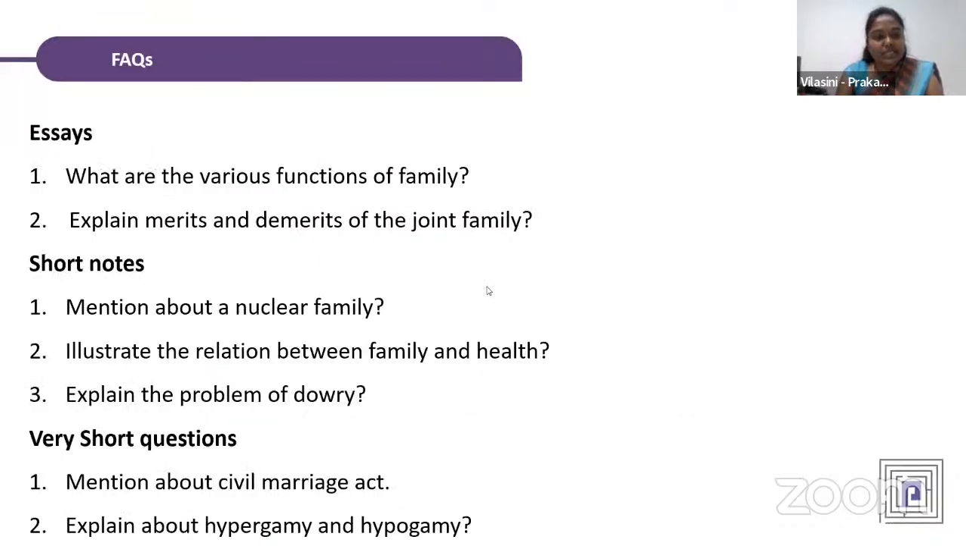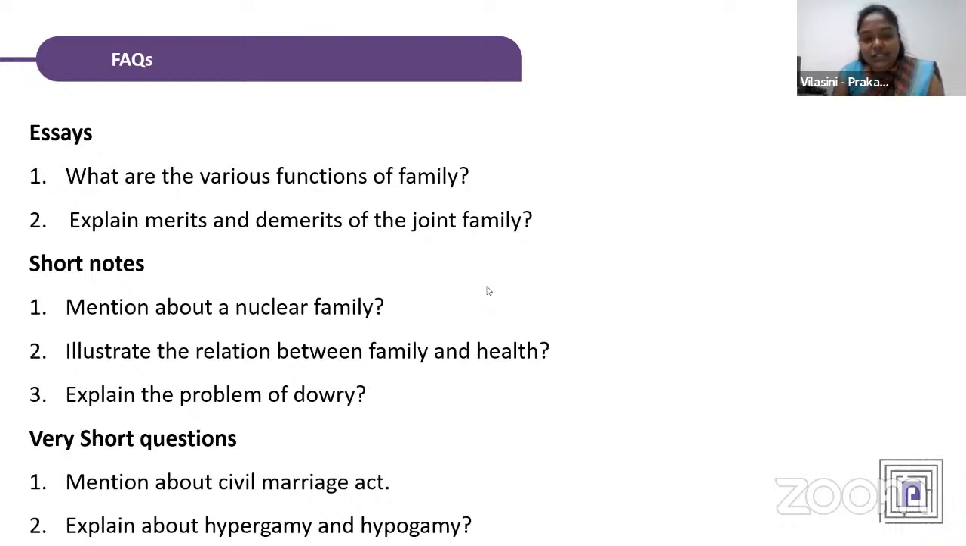So coming to the questions, what are the various functions of family? Here you can just list out the functions of family. If it is an essay, definitely you have to write about the definition of family. Then you have to list each of the functions and explain one in detail.